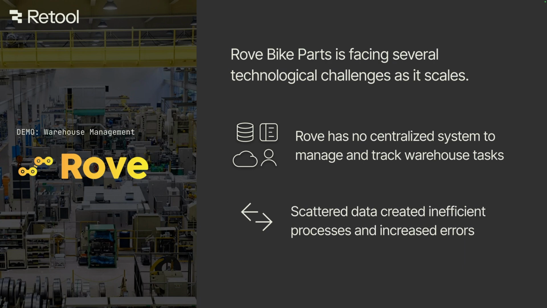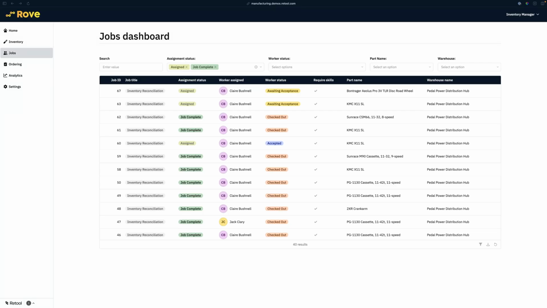Let's look at a common use case where teams need data at their fingertips to move the business faster, managing projects for warehouse workers. This Retool app, the Jobs Dashboard, as well as its mobile companion app, showcase how Rove can extend its functionality of tools across its supply chain. It connects data from the company's ERP, data warehouses, and CRM all in one place.